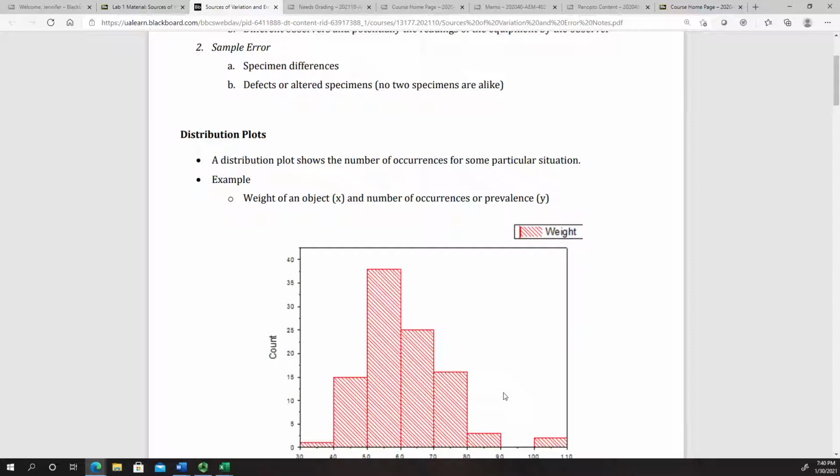So in terms of the distribution plot, it shows the number of occurrences of a specimen within some particular range. So if we have, say, a 10-pound range, then you'd have 110 to 120, 120 to 130, 130 to 140, and so on. And then the number of cans that fell within each of those ranges would be synonymous with the number or height of each of the bars that's present within the histogram.